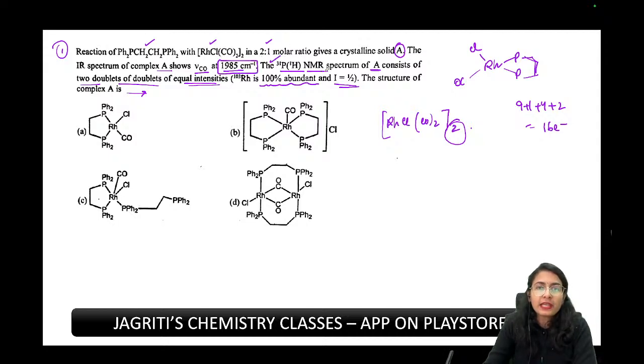Now the 31P NMR spectrum of A consists of two doublets of doublet. अभी ये doublet of doublet कहाँ से आया, right? And that also 31P NMR is showing you. So rhodium has an I value of half. Now what is this rhodium going to do? Rhodium is going to split the signal for phosphorus. Can you tell me what is the topicity of these two phosphorus present?